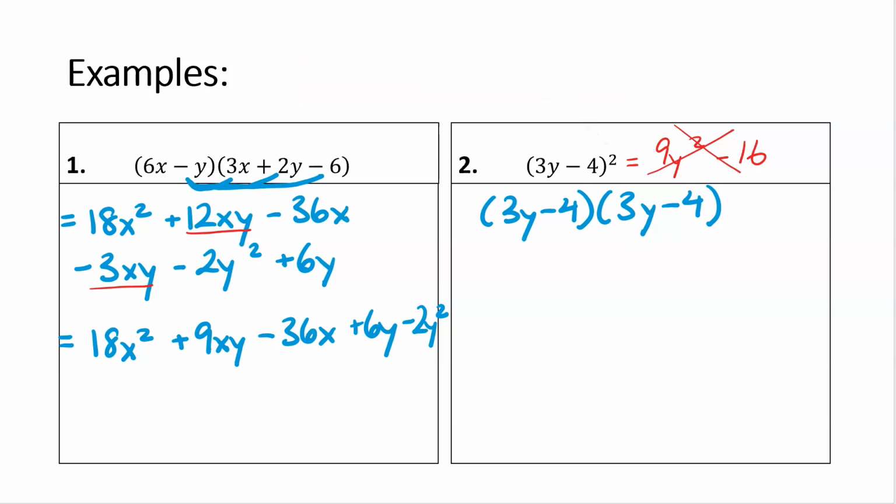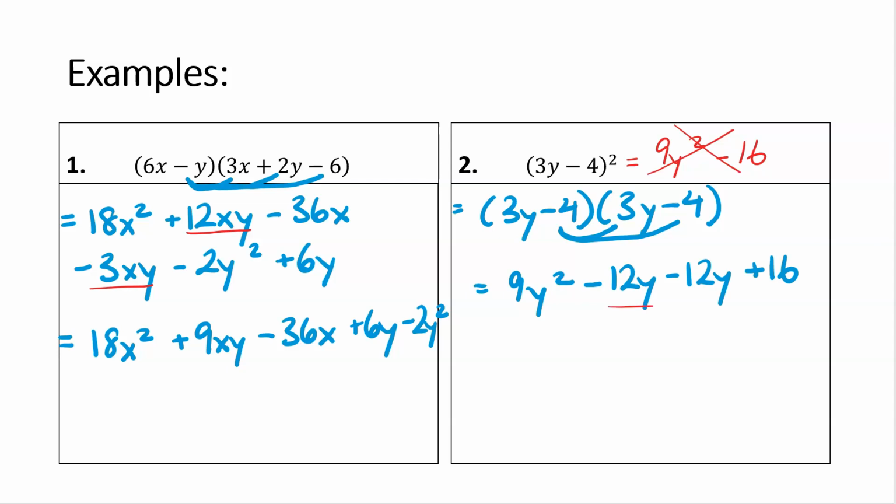And then we can expand the way we've been doing, which is we take the first term of the first polynomial, the 3y, multiply it by the first term of the second polynomial. So that's 9y squared. Take that 3y, multiply it by negative 4, negative 12y. Then work with the second term. Negative 4 times 3y is negative 12y, and then negative 4 times negative 4 is positive 16.